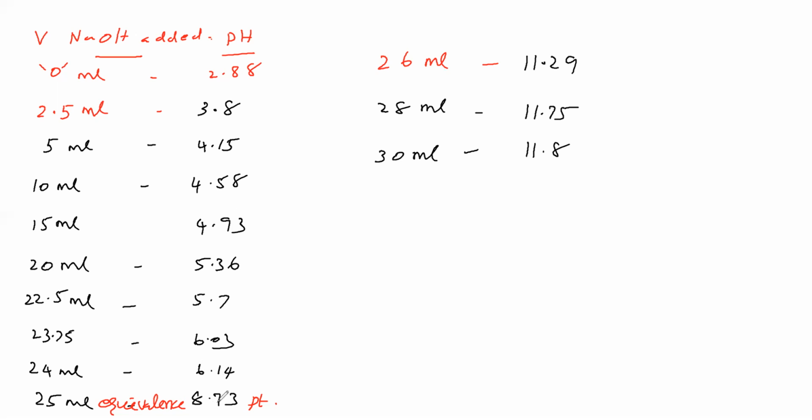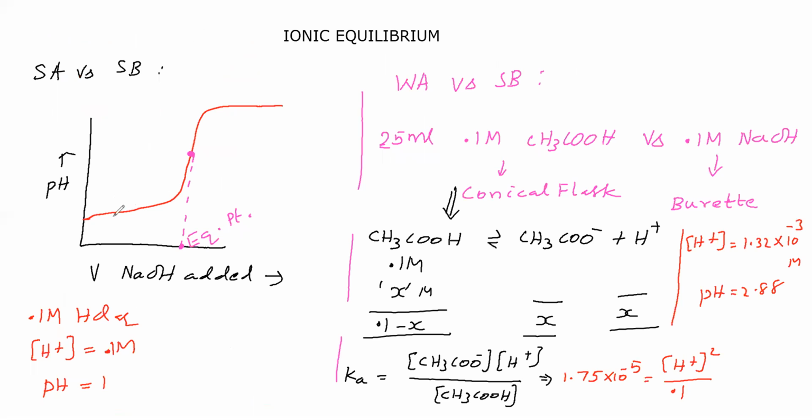Therefore, how will the graph be for this weak acid versus strong base titration? The graph you saw earlier is for strong acid versus strong base. But for weak acid versus strong base titration, the starting point will be like this. Why is the starting point like this? Because initially the pH of the conical flask solution is high when compared to a strong acid.